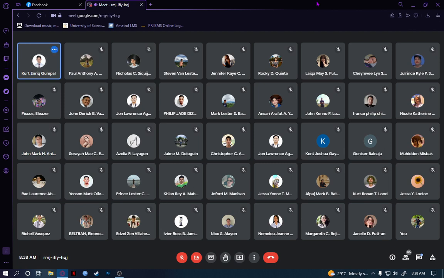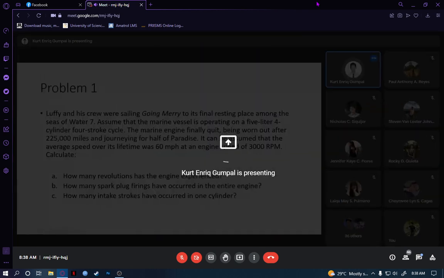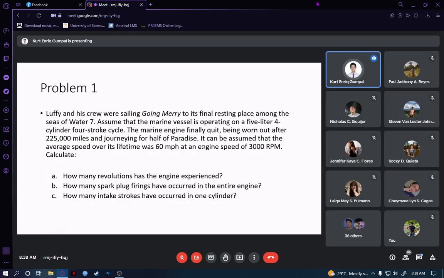Assuming that I have a 4-cylinder, 4-stroke cycle engine that has already traveled 225,000 miles at 60 miles per hour and 3,000 engine RPM. Class, please try solving. If you have 225,000 miles of journey using a 4-stroke cycle with 4 cylinders, with 60 miles per hour average and an engine speed of 3,000 RPM.